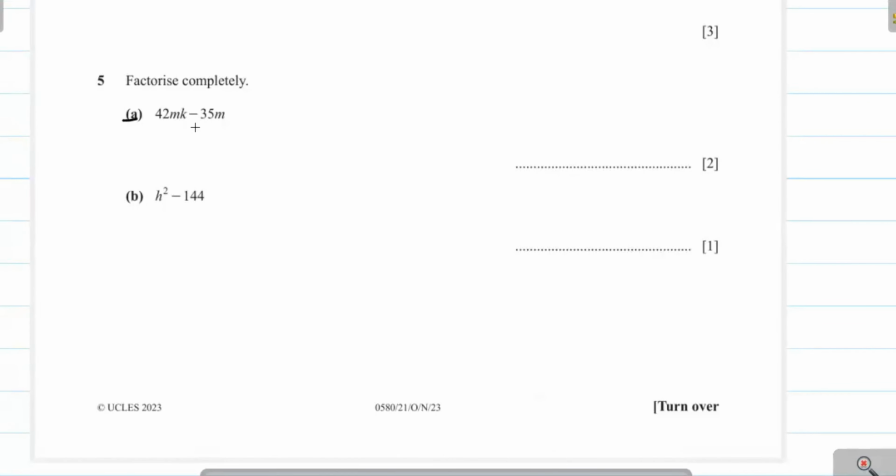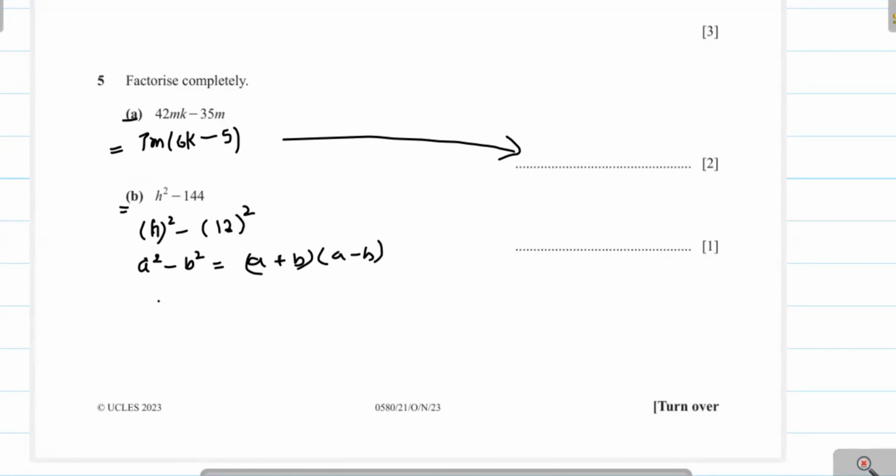Now in part B, here are two terms, h square minus 144. You see here the first term we can write h whole square, and the second term is the square of 12. Therefore, we factorize this expression by using the identity a square minus b square equal to a plus b into a minus b. Therefore, we can write h square minus 12 square will be equal to h plus 12 into h minus 12. And this is the factorization of this expression.